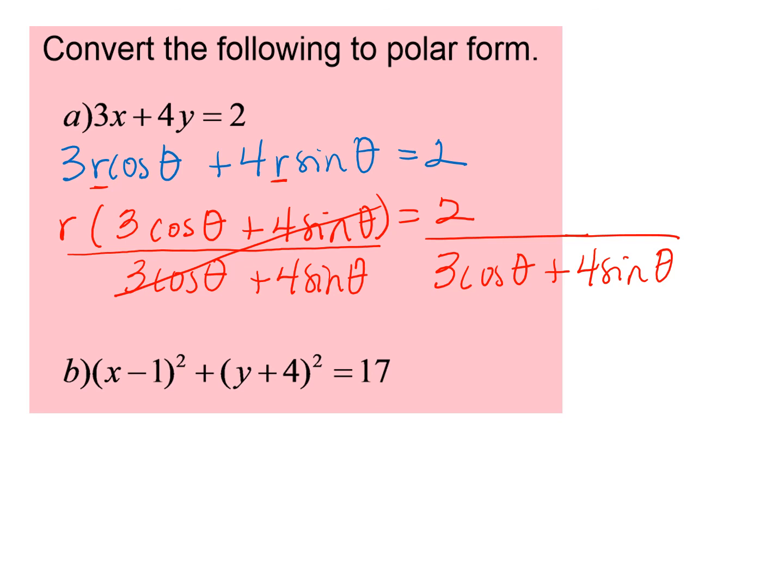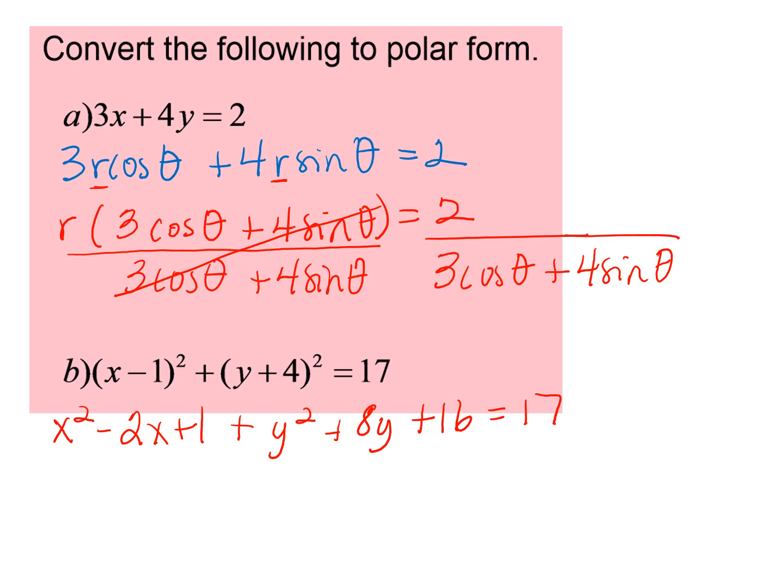So remember, (x minus 1) squared means (x minus 1) times (x minus 1). If I expand that, I'll get x squared minus 2x plus 1. When I expand the y, I'll get y squared plus 8y plus 16. And then we're going to do some strategic grouping.